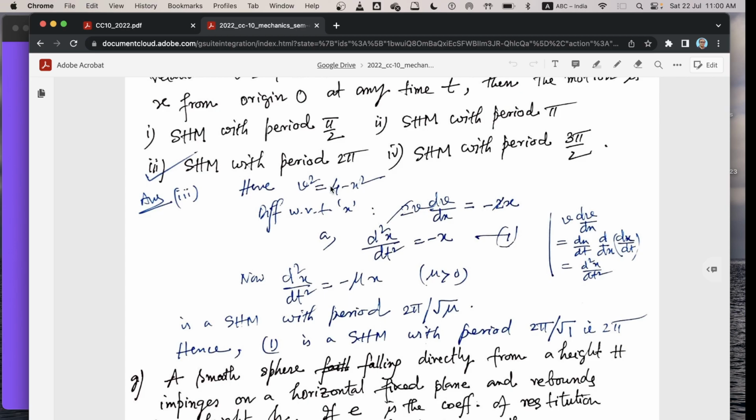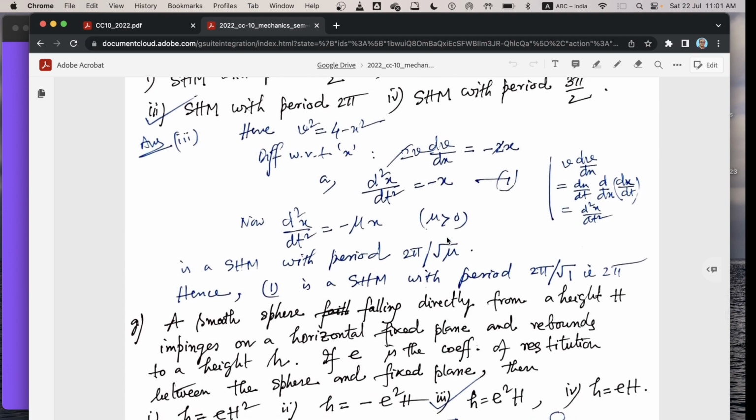So v square equals 4 minus x square; differentiating with respect to x, 2v dv/dx equals minus 2x. Cancel 2 from both sides, and v dv/dx is equal to d square x by dt square, the acceleration, which equals minus x. We know that d square x by dt square equals minus mu x, where mu is a positive constant, is simple harmonic motion with period 2 pi by root mu. Comparing with this, here mu equals 1. So this equation represents simple harmonic motion with period 2 pi.